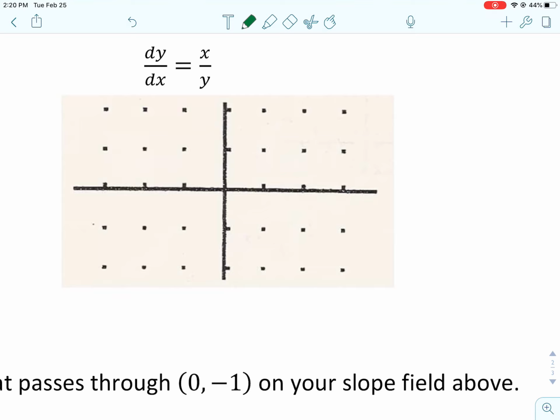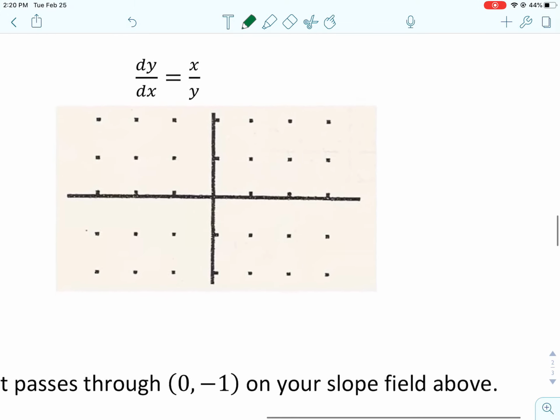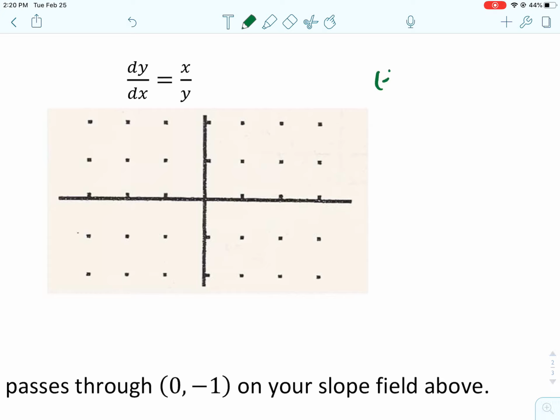All right, so for some reason, I like to start at the top left. I don't know why, but that point is still negative 3, 2. Sorry, 3, negative 2. I was right the first time. I'm having an off day today.